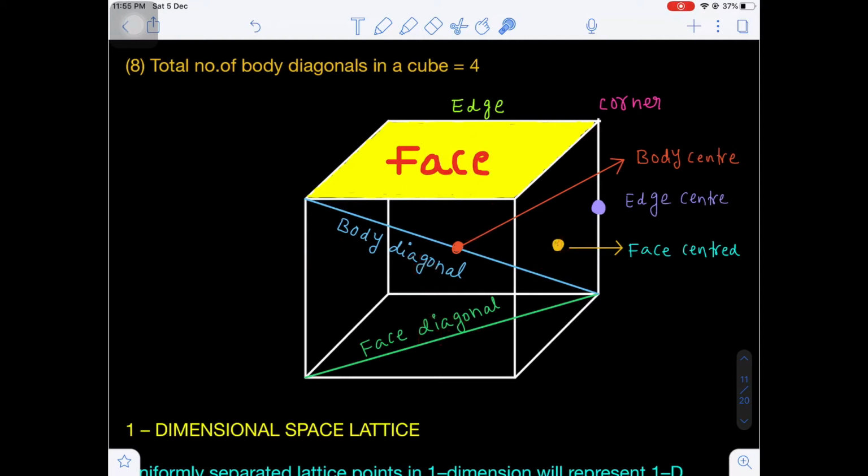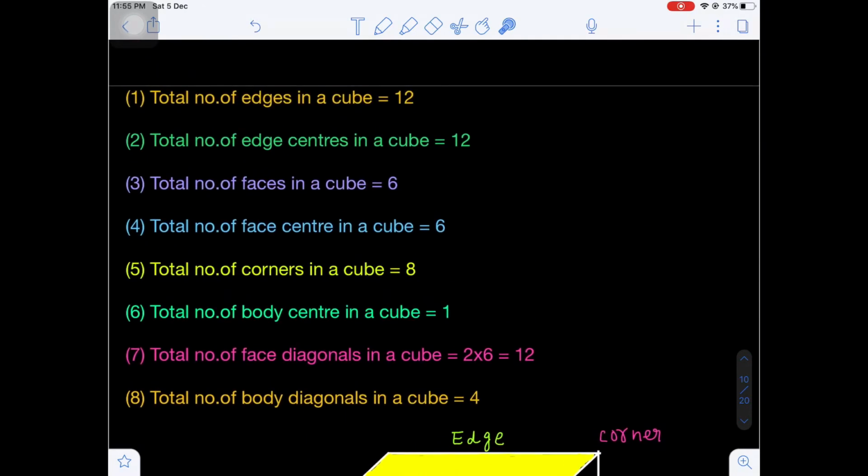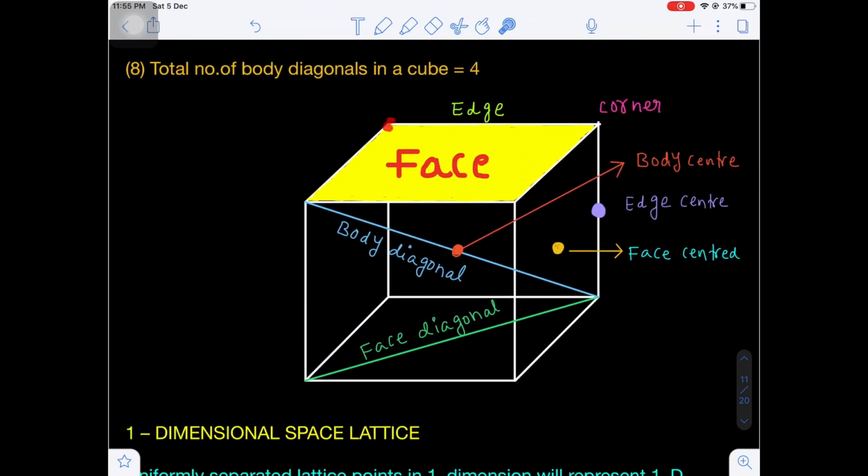Total how many faces will be present? 6 faces will be present. At each face there is one center known as the face center. So 6 faces are there and also 6 face center positions will be present. Okay. Now come to corners. The corners of a cube will be a total of 8 corners. So there are 8 corners.